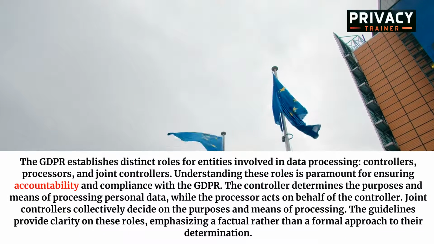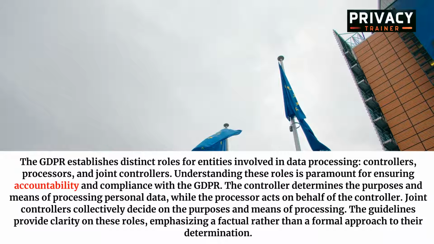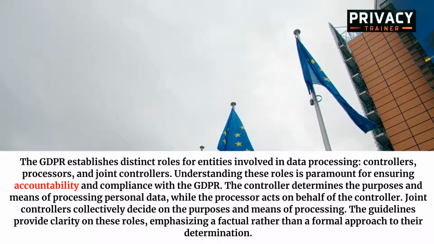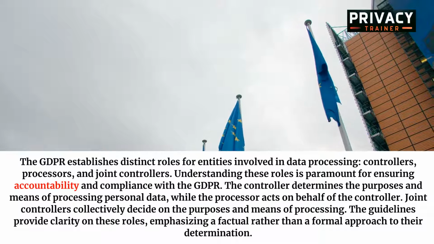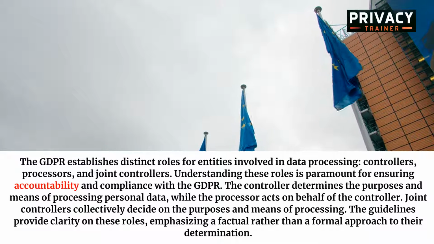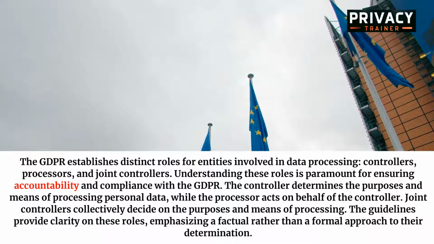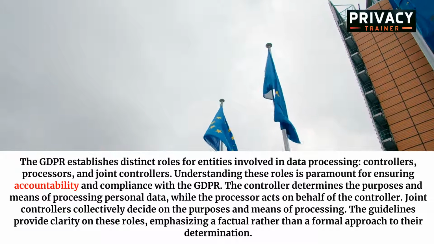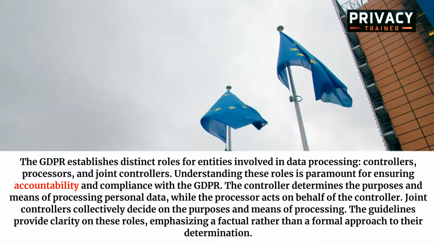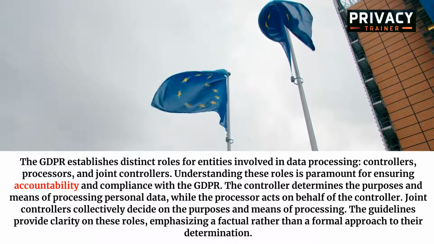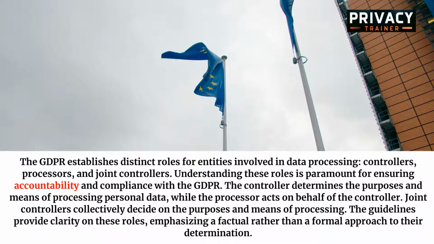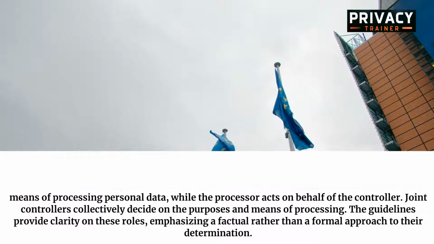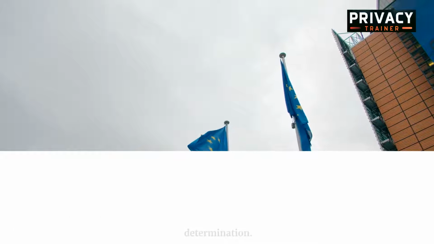The GDPR establishes distinct roles for entities involved in data processing: controllers, processors, and joint controllers. Understanding these roles is paramount for ensuring accountability and compliance with the GDPR. The controller determines the purposes and means of processing personal data, while the processor acts on behalf of the controller. Joint controllers collectively decide on the purposes and means of processing. The guidelines provide clarity on these roles, emphasizing a factual rather than a formal approach to their determination.